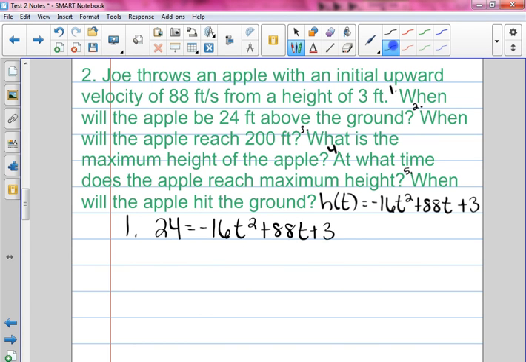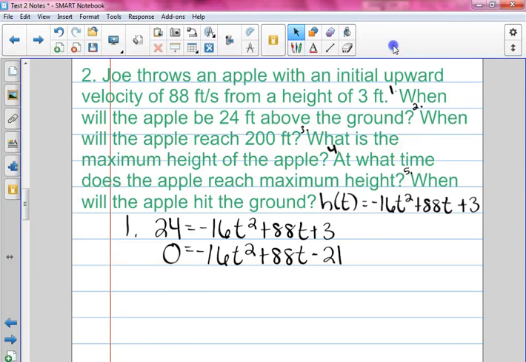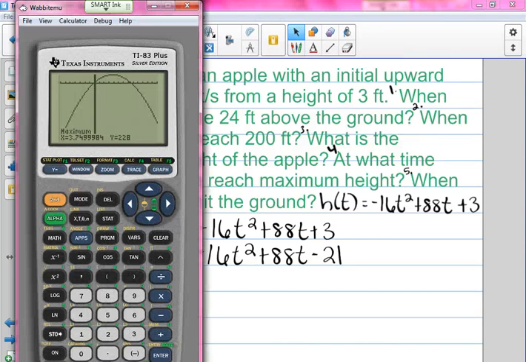And you have to get it equal to 0, so you need to subtract 24 on both sides. So 0 equals negative 16t squared plus 88t minus 21. Where did I get that from? I subtracted 24 on both sides. Okay, now I have it equal to 0, so I need to find the answer in my calculator. When it's equal to 0, you find the zeros.